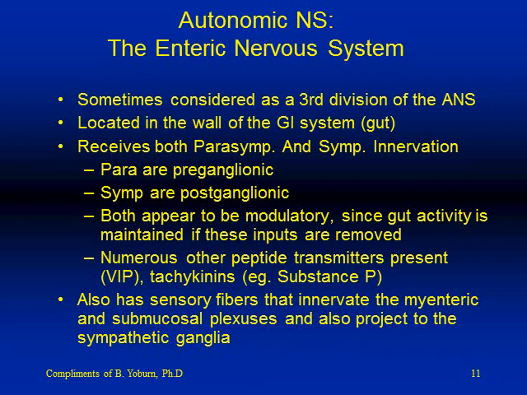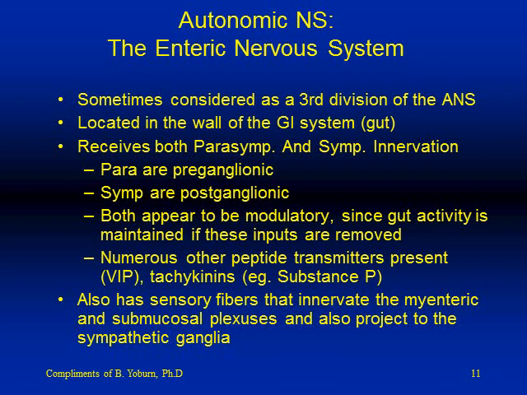Now, I mentioned a little earlier, some textbooks will name the enteric nervous system as the third division of the autonomic nervous system. And this is really a highly specialized nervous system that innervates the gut. It's located in the wall of the GI tract. This nervous system not only receives both parasympathetic and sympathetic innervation, but there are also other transmitters involved in this innervating mechanism.